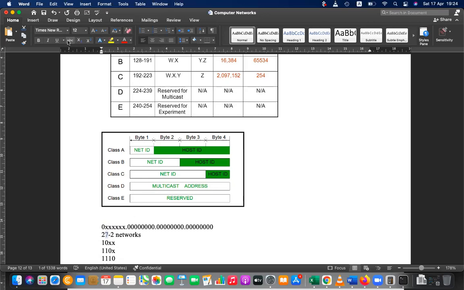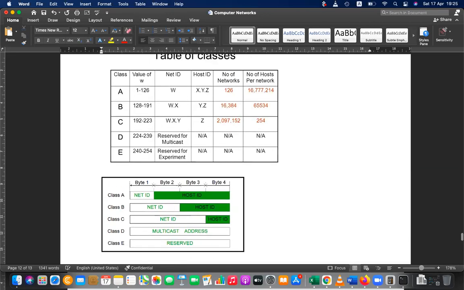So what is the value? 2 to the power 7 means 128. 128 minus 2 will be 126 networks. This is how this value is taken.